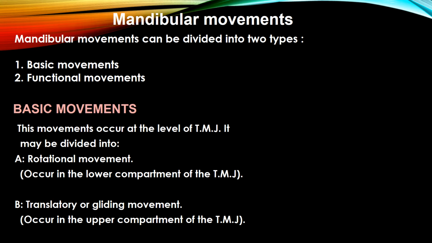The other type of the basic movements is translatory or gliding movement. It takes place in the upper compartment of the TMJ, which means between the superior surface of the articular disc and the glenoid fossa. These movements are called mandibular border movements.